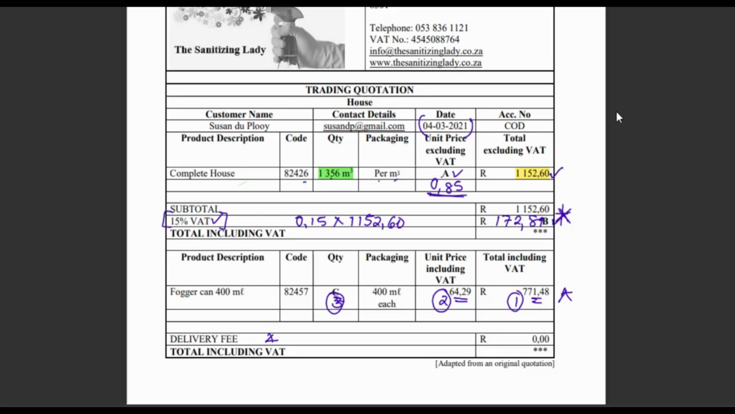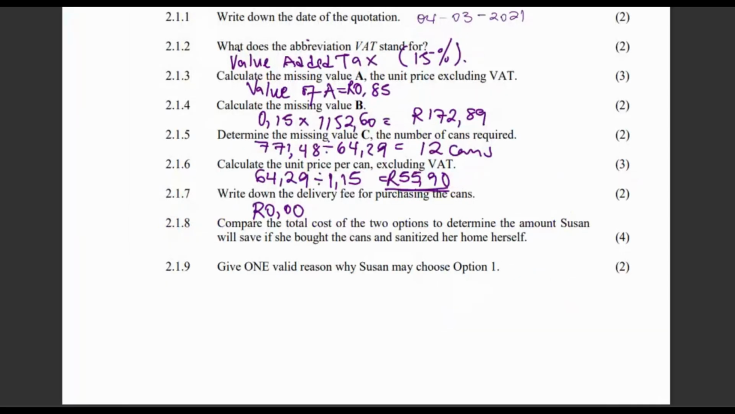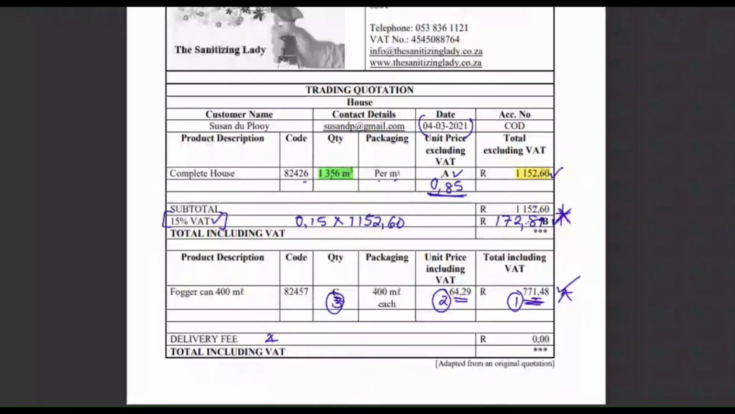So we're going to subtract here. We take the 771.48 and subtract it from this one here. When you add these two, what do you get? Then you subtract from that 1152. We subtract from this one here plus this, and we get 381.12.